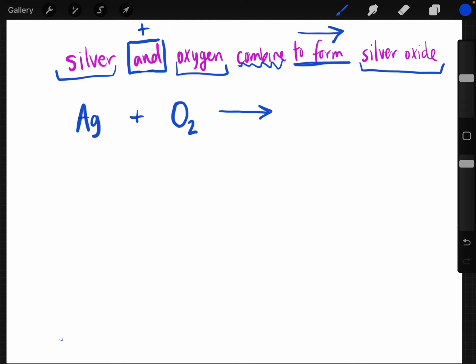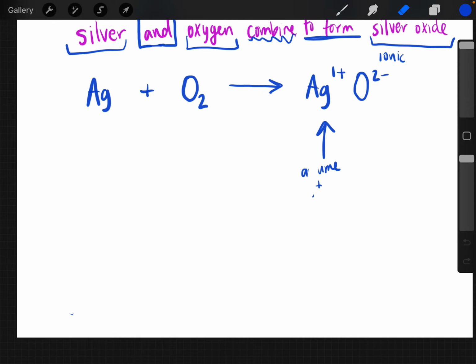And then finally, I have silver oxide here. So I know that this is going to be an ionic compound because silver is a metal. So I need to follow my ionic naming rules, which means I have to do the crisscross of the charges. First I'm going to write my symbol for silver. Silver is Ag with a 1 plus. We know this because our notes tell us that we assume a 1 plus charge for silver. Oxide is really just oxygen, and we know that the charge on oxygen is 2 minus.